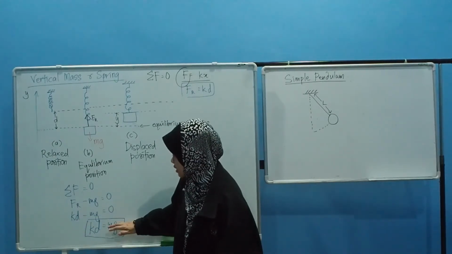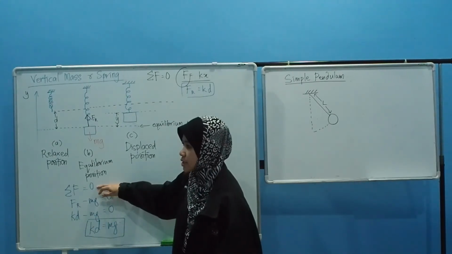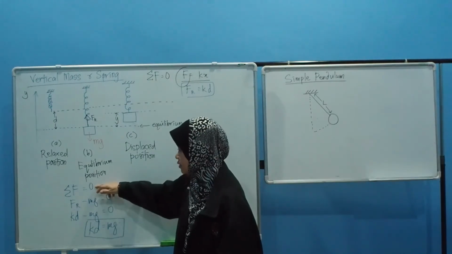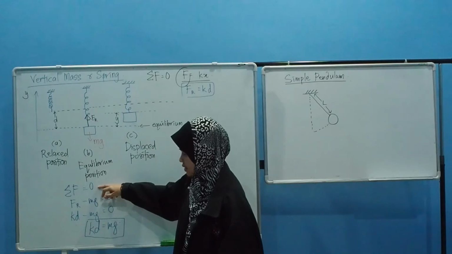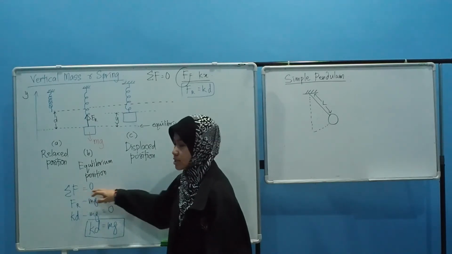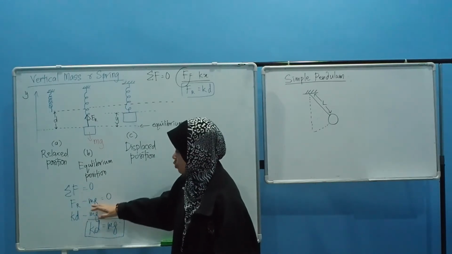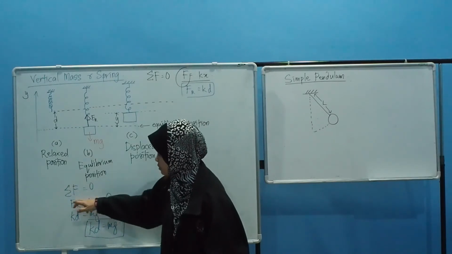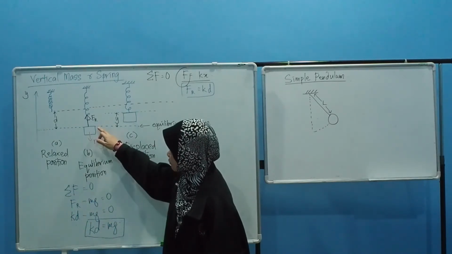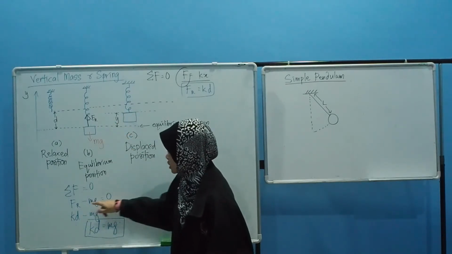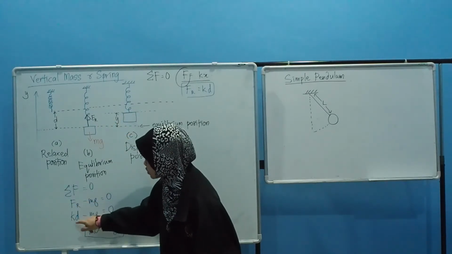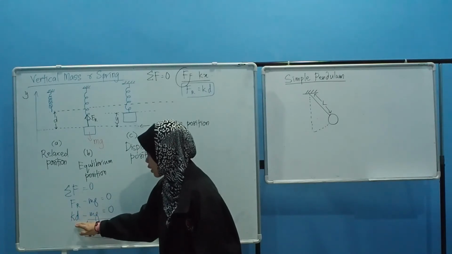This relation is from the equilibrium condition equation, the first condition of equilibrium. Net force is equal to 0. So by using this equilibrium concept, Fr directed upward minus mg downward is equal to 0. So Fr here is equal to Kd. Why do you write Kd?